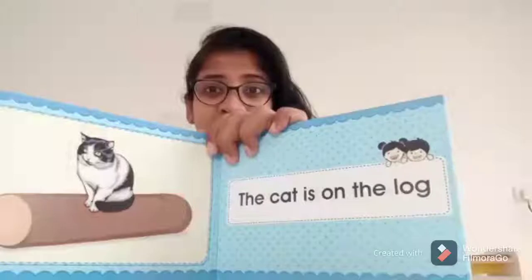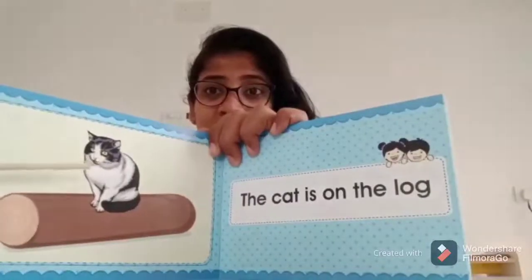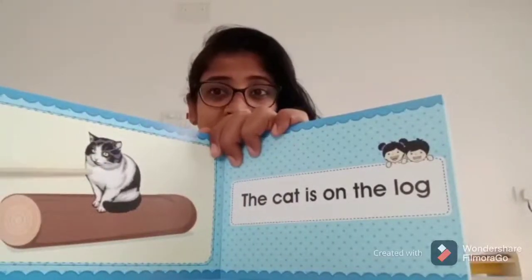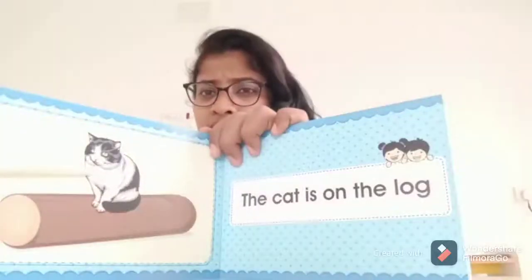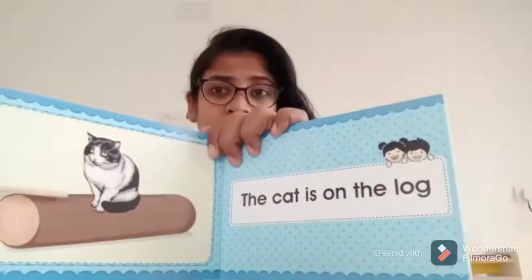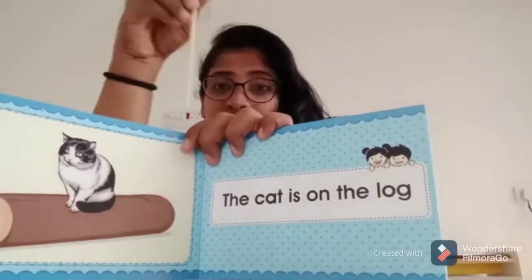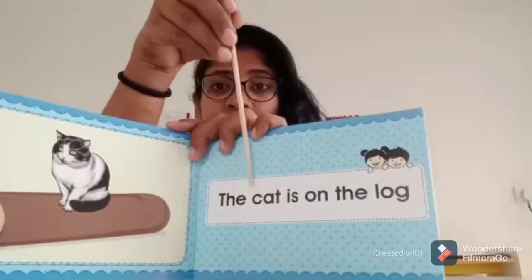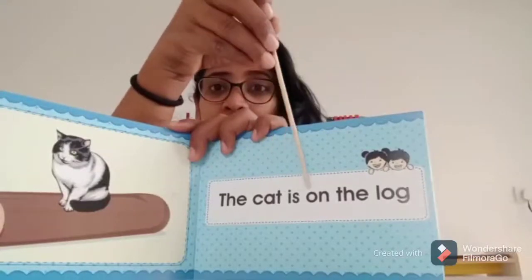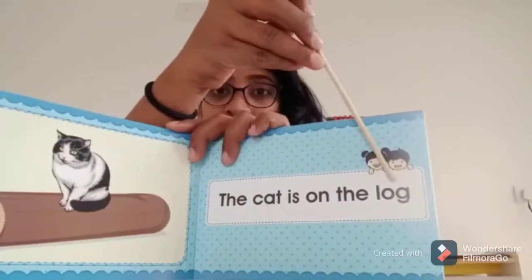Who's this? Cat. Who's this? Cat. And where is he sitting? He is sitting on a log. Yes. So let us read. The cat is on the log.